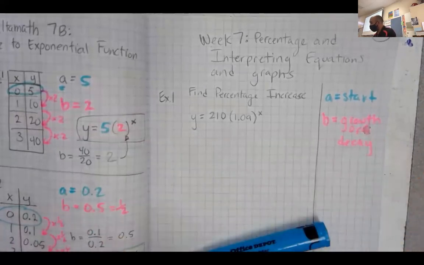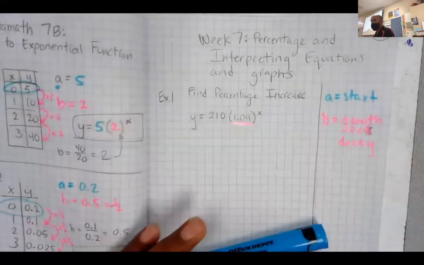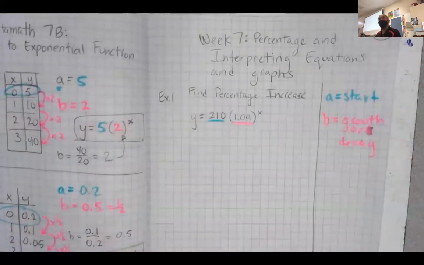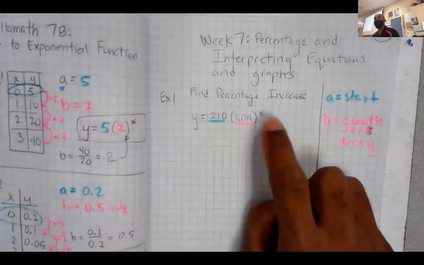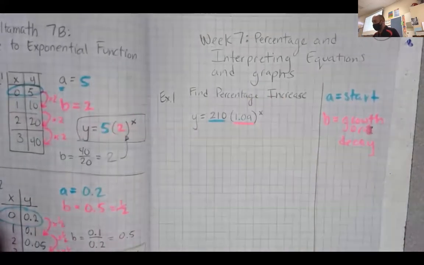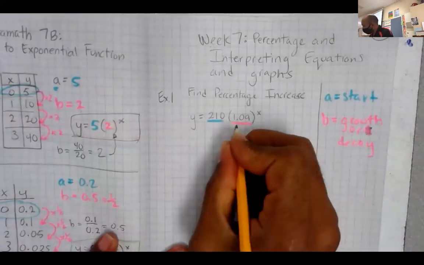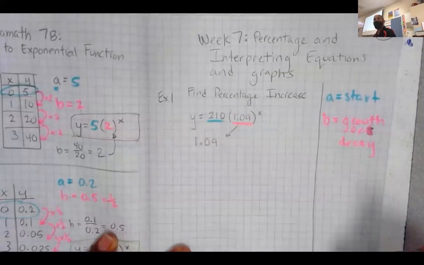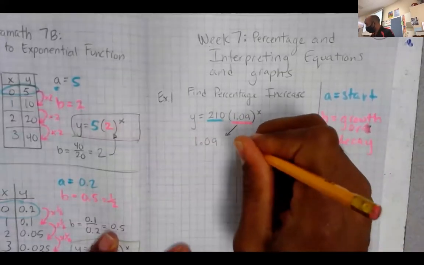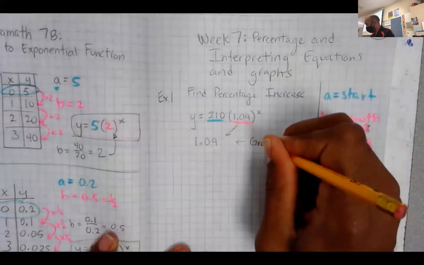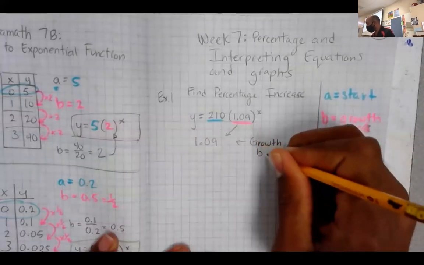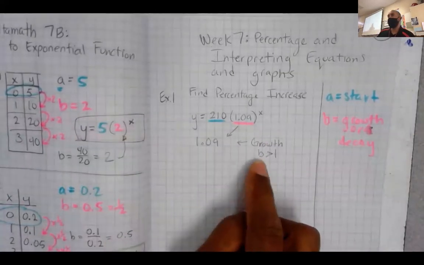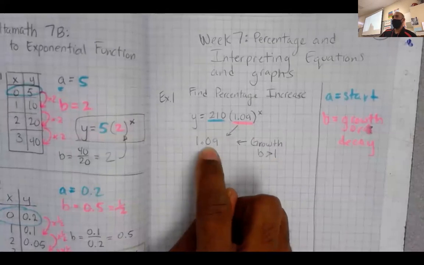All right, so then that means right here, our B value is 1.09. Our start value is 210, but what we want to know when we're looking for percentage increase is that B value. That's what matters. So we're going to use the 1.09 to figure that out. First of all, this is growth because B is greater than 1. So B is greater than 1, so it's growth, right?